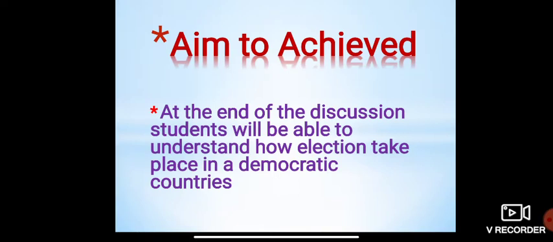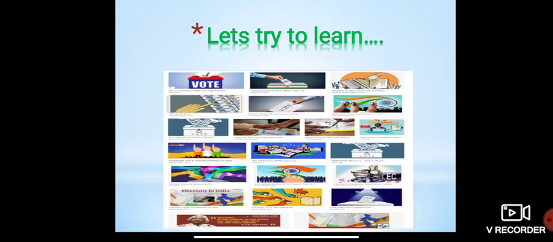Our aim for our class is that at the end of our discussion you will be able to understand how election takes place in a democratic country. So at the end of our discussion you will be clear how election takes place in a democracy. All right, so let's get started. All right, let's try to learn.